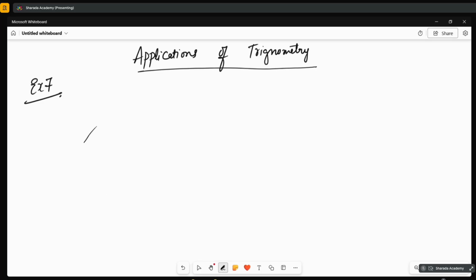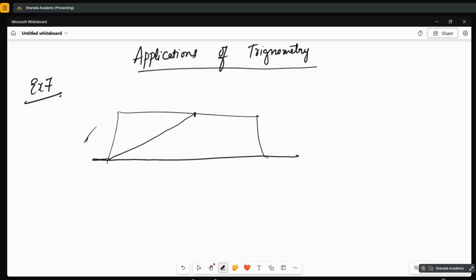So if there is a bridge, think some bridge is there like this. One point on the bridge we will take. For one side of the river, it is making an angle of 30 degree. From the same point to the other point of the bank, it is making an angle of 45 degree. So they've given the angle of depression. This is 45, this is 30.